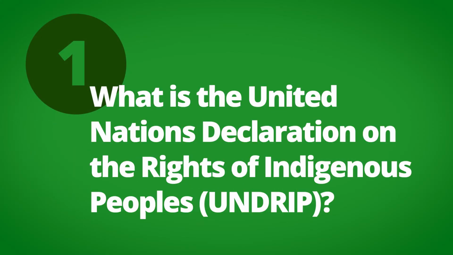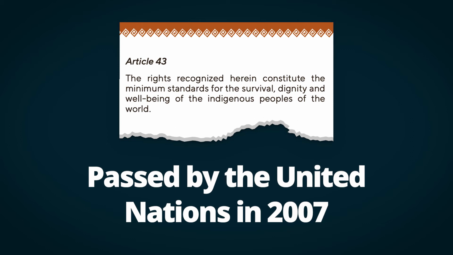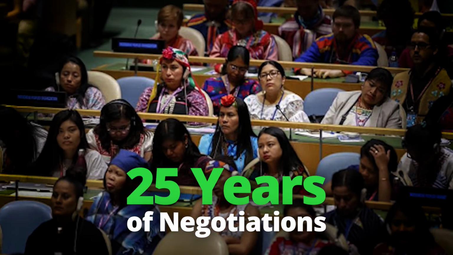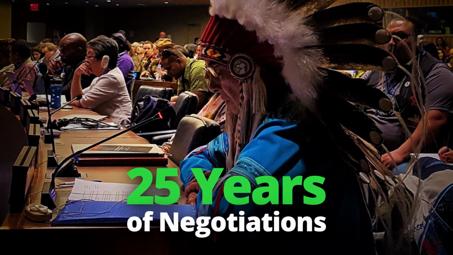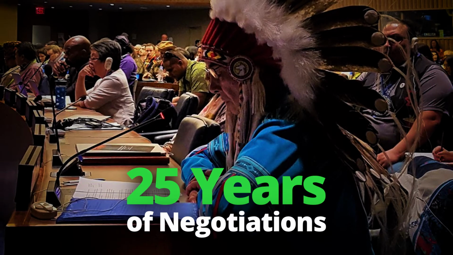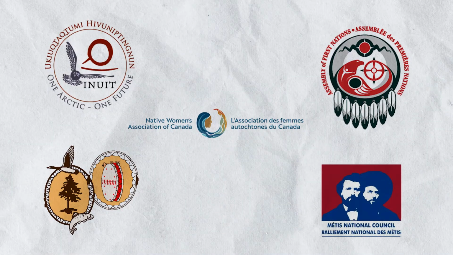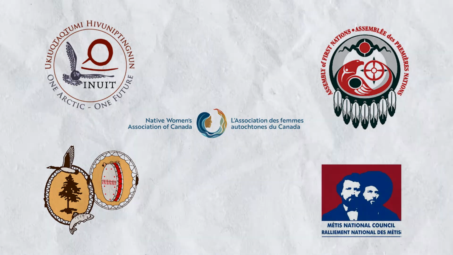First, let's understand what the United Nations Declaration on the Rights of Indigenous Peoples is. The declaration was adopted by the United Nations General Assembly in 2007. It enshrines the rights that constitute the minimum standards for the survival, dignity, and well-being of the Indigenous peoples of the world. It took almost 25 years of deliberation and negotiation by Indigenous nations, organizations, and UN member states for the declaration to pass. Many Indigenous organizations from Canada were also involved.